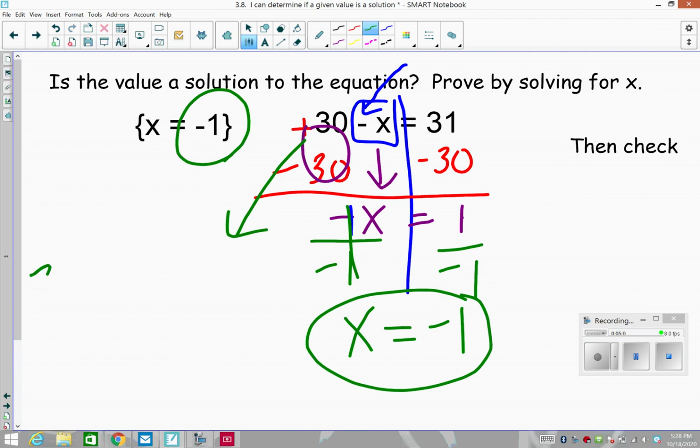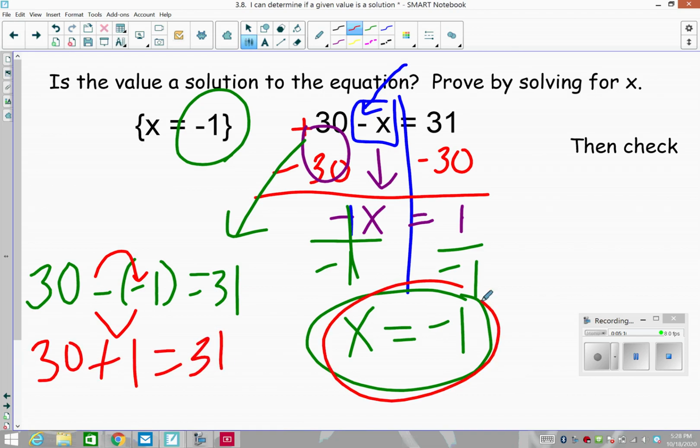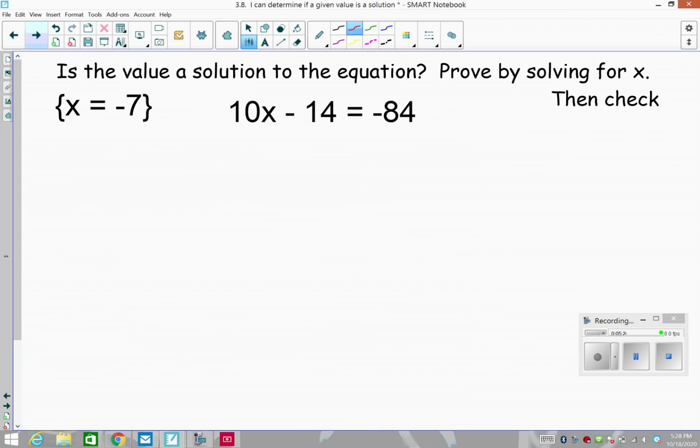So let's check. 30 minus x. So minus negative 1, does that equal 31? Aha. This means opposite of, right? So that becomes 30 plus 1 equals 31. Yep. So negative 1 is the solution to that equation. Negative 1 is the correct answer.